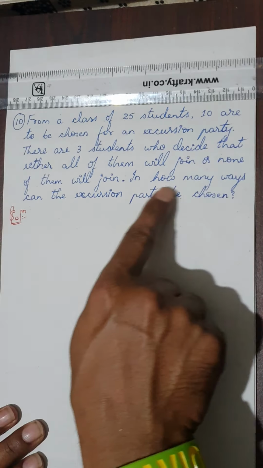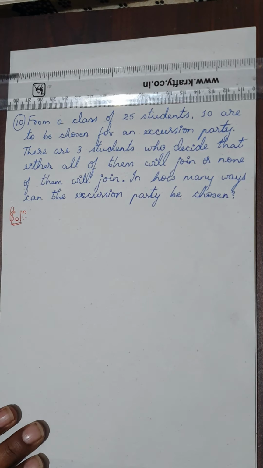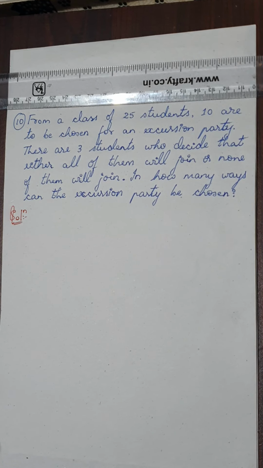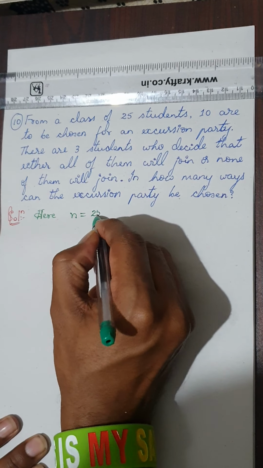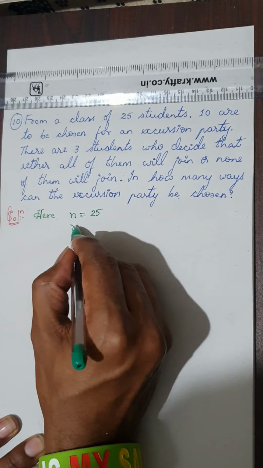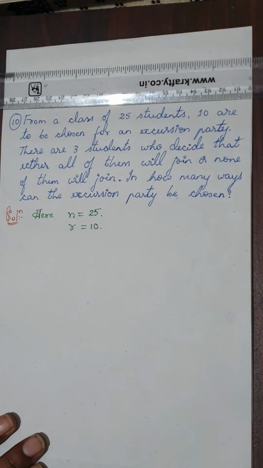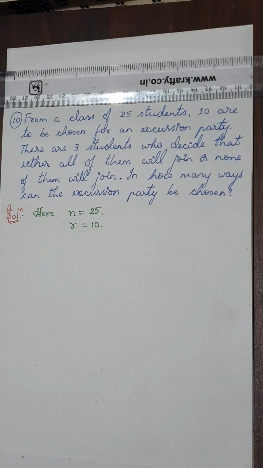Now the question is, in how many ways can the excursion party be chosen? Don't you think it is a very interesting question? Now let us take up this question and solve it. Now here n is equal to, quite simple, it is 25, and r is equal to how many people are selected, which is 10. Okay, now remember this is selection, not arranging.